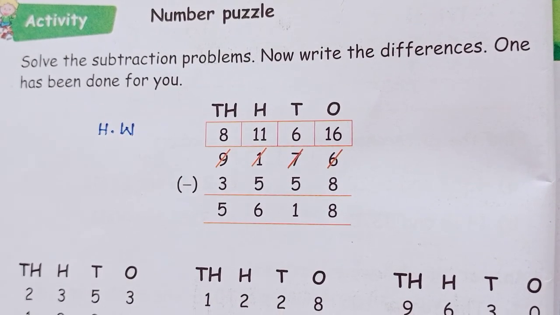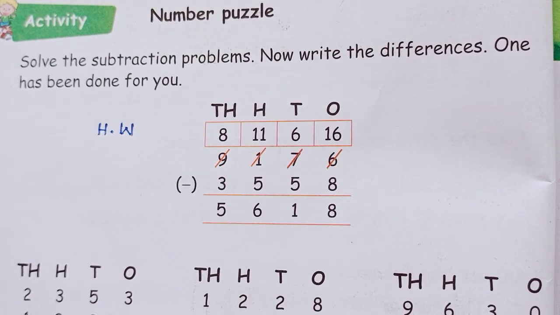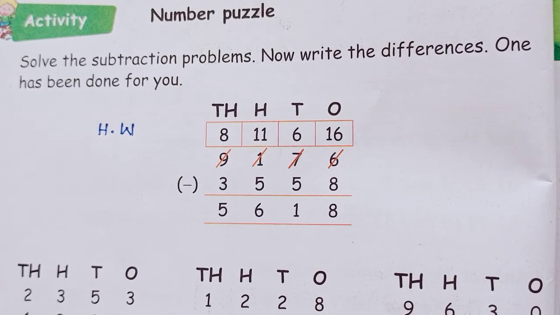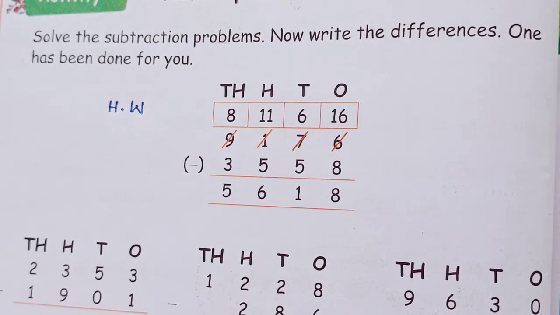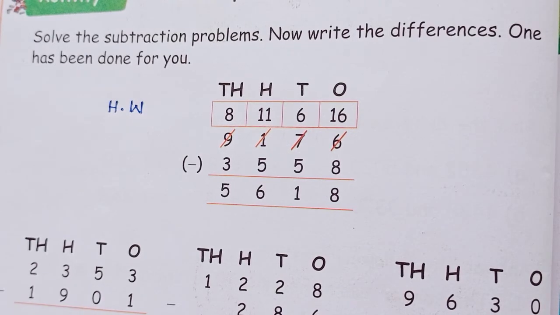Okay. Already I have given some homework. Addition 4 sums, then subtraction 4 sums, and page number 38, these 9 sums. Book page number 31, 4 sums are there. That is addition sums. That's homework.